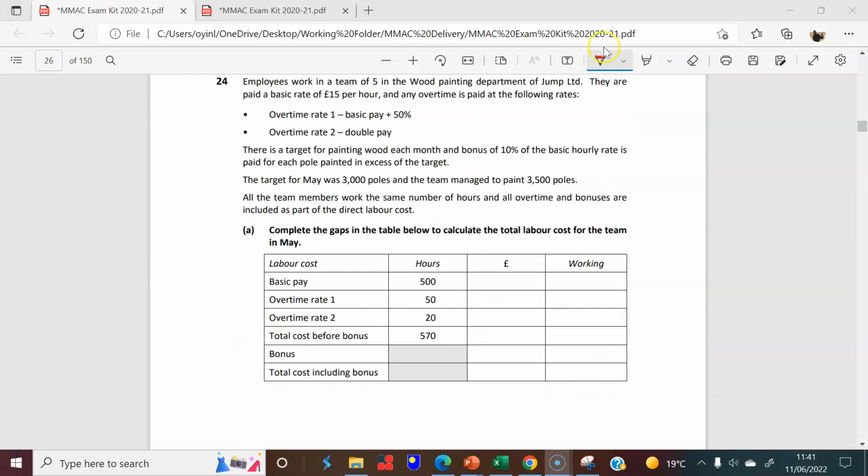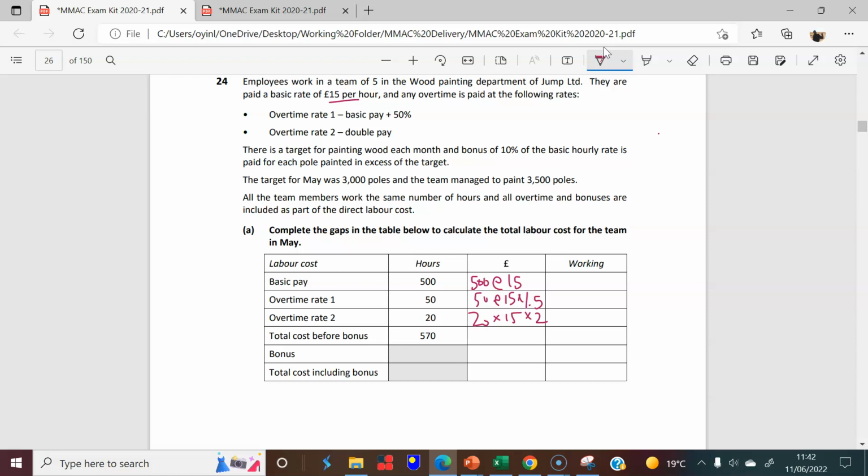Question 24 very much repeats one of the earlier questions, with just a minor addition that's different. They give us all the information. You're paying at £15 an hour. So this is 500 at 15. This is 50 at 15 times 1.5, because that's time and a half, isn't it? This is 20 at 15 times 2, right? And this is 570. Let's work these out very quickly.